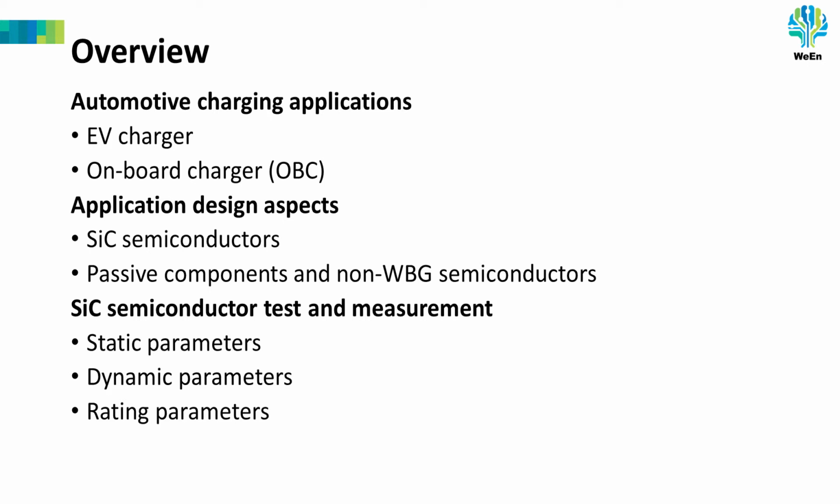We will be looking at automotive charging applications: the EV charger, that's the stationary equipment, and the onboard charger, OBC, that's located in the car. We will be looking at application design aspects of silicon carbide semiconductors, but also at passive components and some non-wide bandgap semiconductors like SCRs and triacs. We also look at silicon carbide semiconductor test and measurement for different parameters: static parameters, dynamic parameters, and rating parameters.